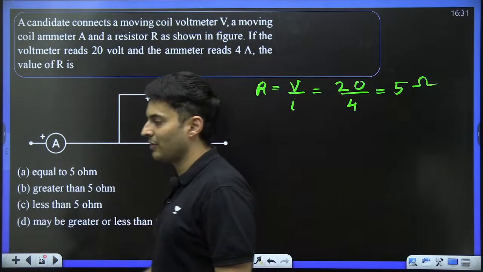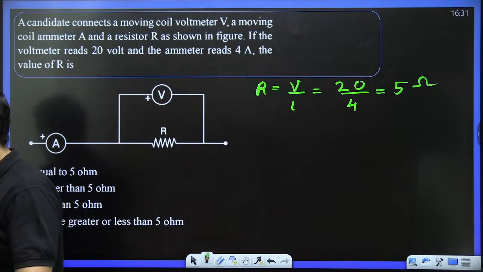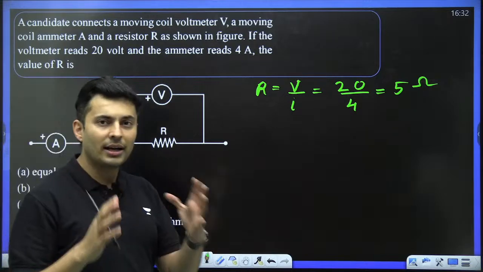But I don't think the answer is 5 ohms. Can you guys tell me what the correct answer should be?